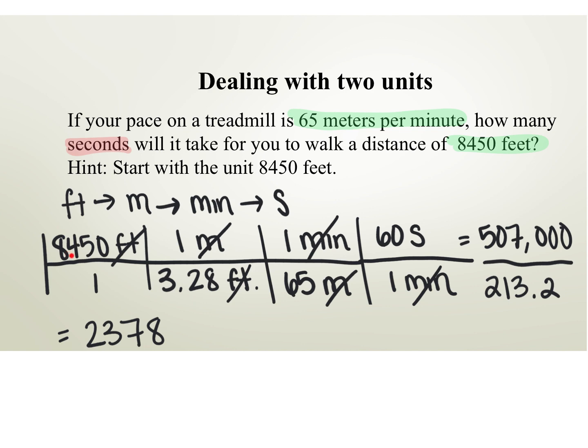How many sig figs are in 8450? 3. How about 3.28? 3. How about 65? 2. Do we ever count the 60 seconds in a minute? So our smallest number was 2. How many have to be in your answer? Okay, 2. So that 3 is your second sig fig, and then you look at the 7.